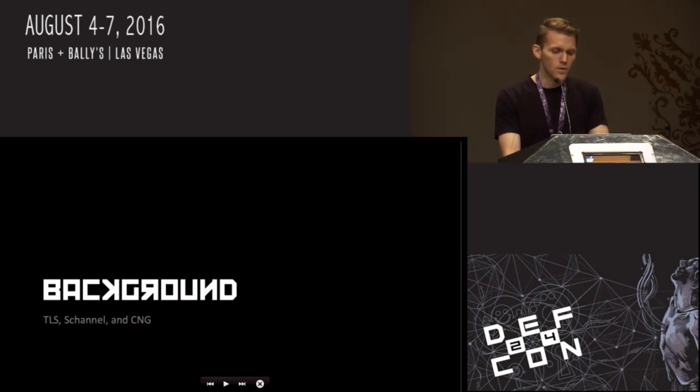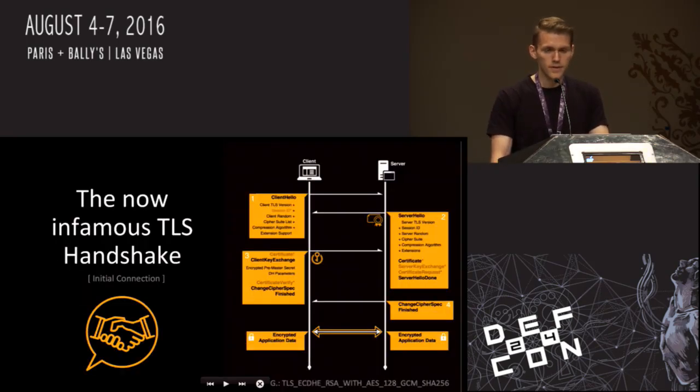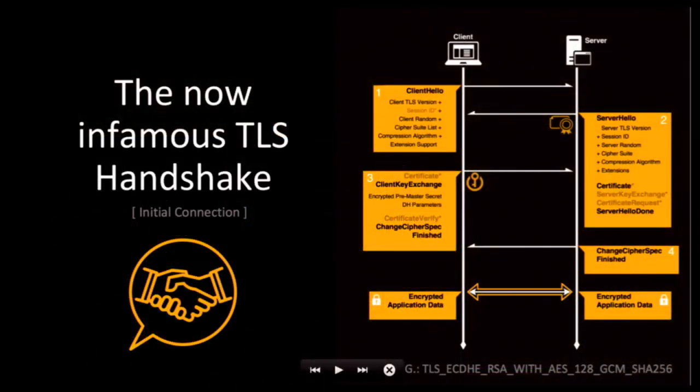So, cool, background. What is this TLS thing that we all know what it is? I'm not going to walk you through the handshake, but the thing that we need to pay attention to for the purposes of the talk is that there's a key exchange that happens, right? That key exchange gets dictated in the cipher suite. So you have an example cipher suite at the bottom. TLS is the protocol. ECDHE is the key exchange. It's not actually a key exchange. It's just an exchange.